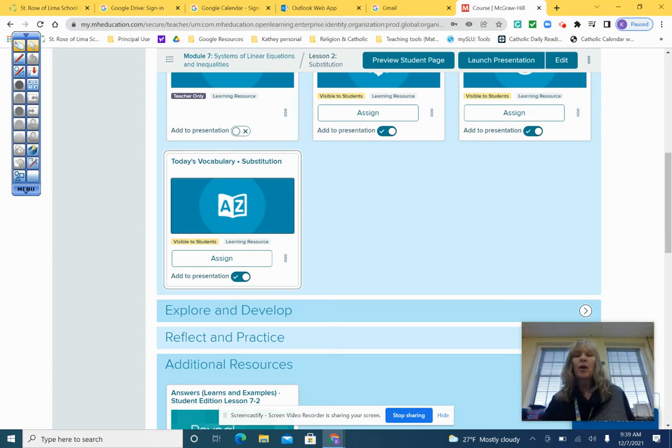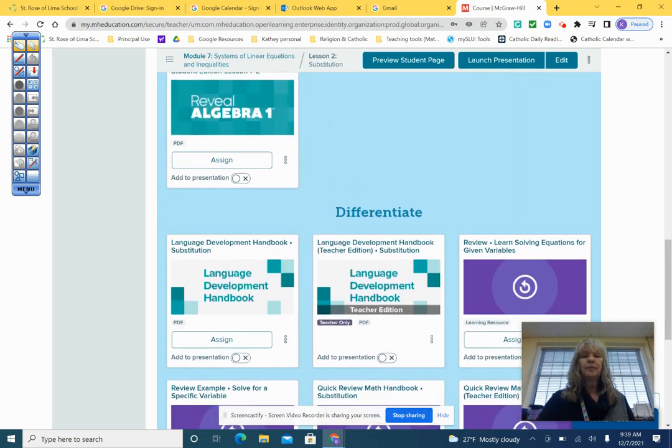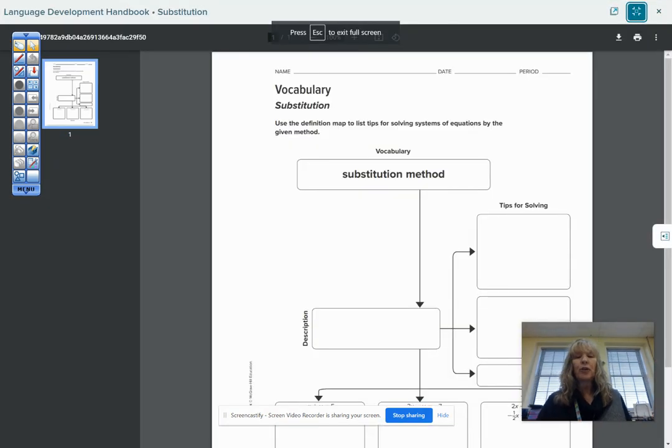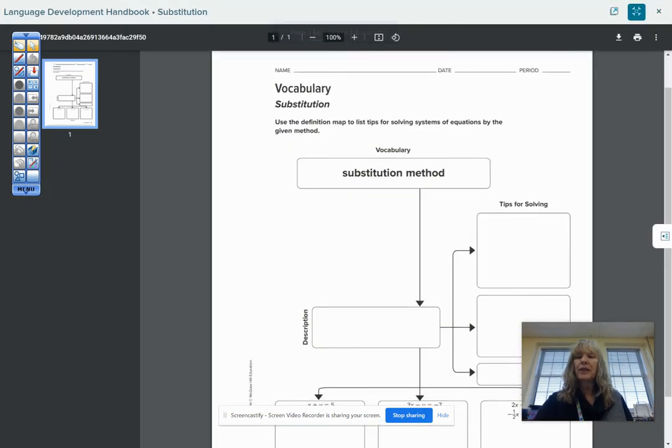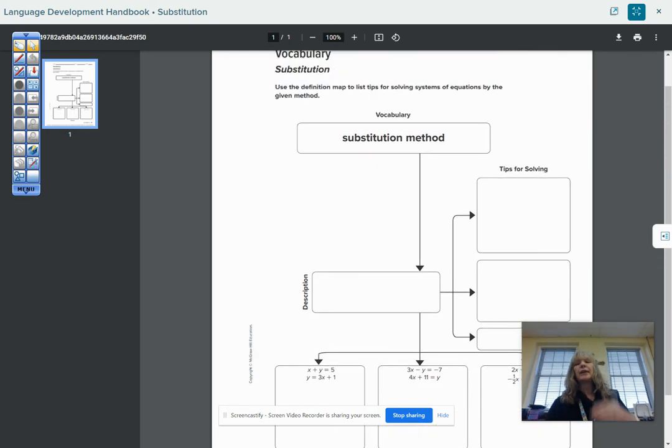So you can go ahead and pause the video and complete the description for substitution and kind of put it in your own words what your description of it is. Now, my description is that you're substituting x or y from one equation into the other equation that has x or y.